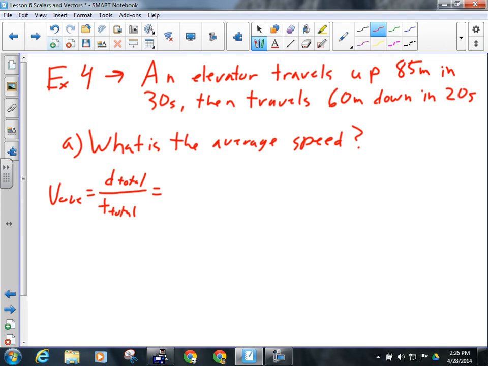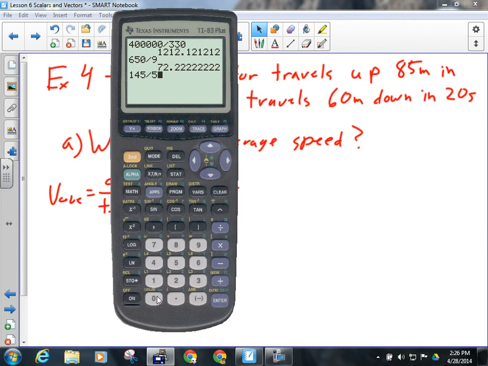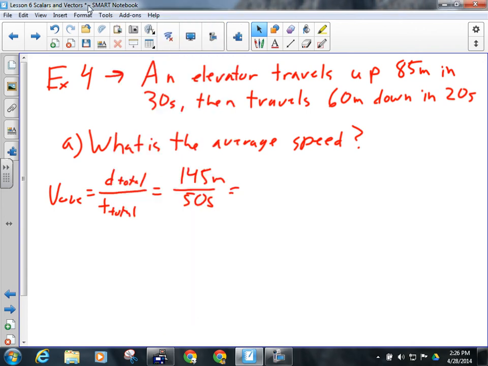In this case, even though they're displacements, I treat them like distances. I ignore the direction that was traveled, and I simply add the magnitudes together. The total distance traveled is 145 meters. The total time is 50 seconds. So 145 divided by 50 gives us 2.9 meters per second. Now, if I gave you one like that, I probably wouldn't give you the distance and the time for both parts. I would probably make you find the time or the distance for one of them. I'd probably give you their speed or their velocity in each part.